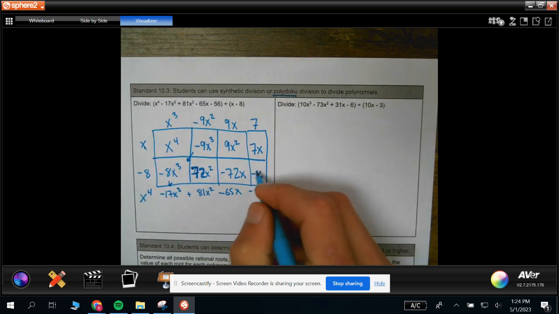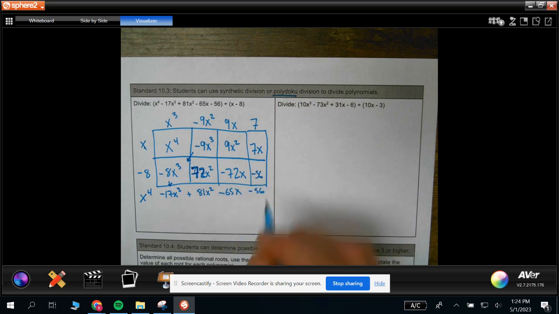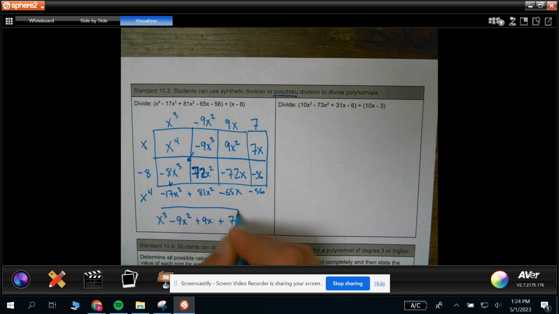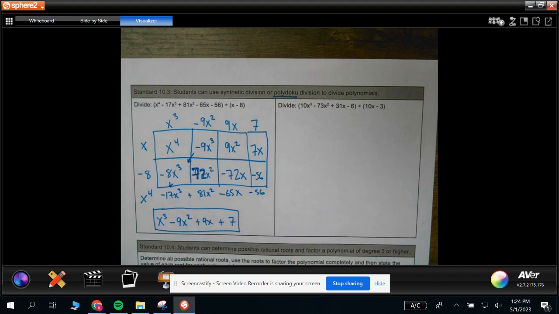Would you look at that? When these last two are the same, it means there's no remainder. What's our final answer? X cubed minus 9x squared plus 9x plus 7. That right there is our final answer. That's the quotient, the result.